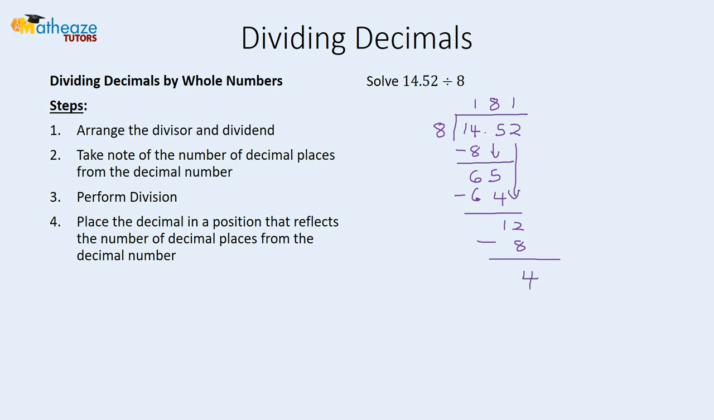Now 4 divided by 8, not doable, so we put a decimal right here, and then we bring a 0 here. 40 divided by 8, we have 5, and then 5 times 8 is 40. So now we ended up with a number up here with a decimal point, but our original number has 2 decimal places, so we're going to go 2 decimal places right here. That's where our decimal would be, and so our answer is going to be 1.815.